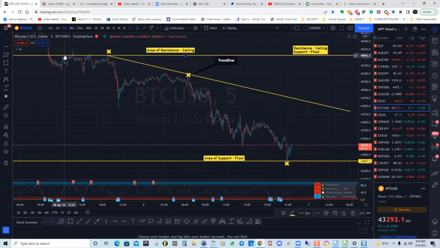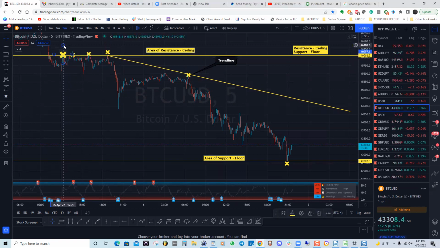Now, we also notice that price came up here and touched right here. We see a touch right here, and we see a touch right here. We see a touch right here, right? These little X's here.